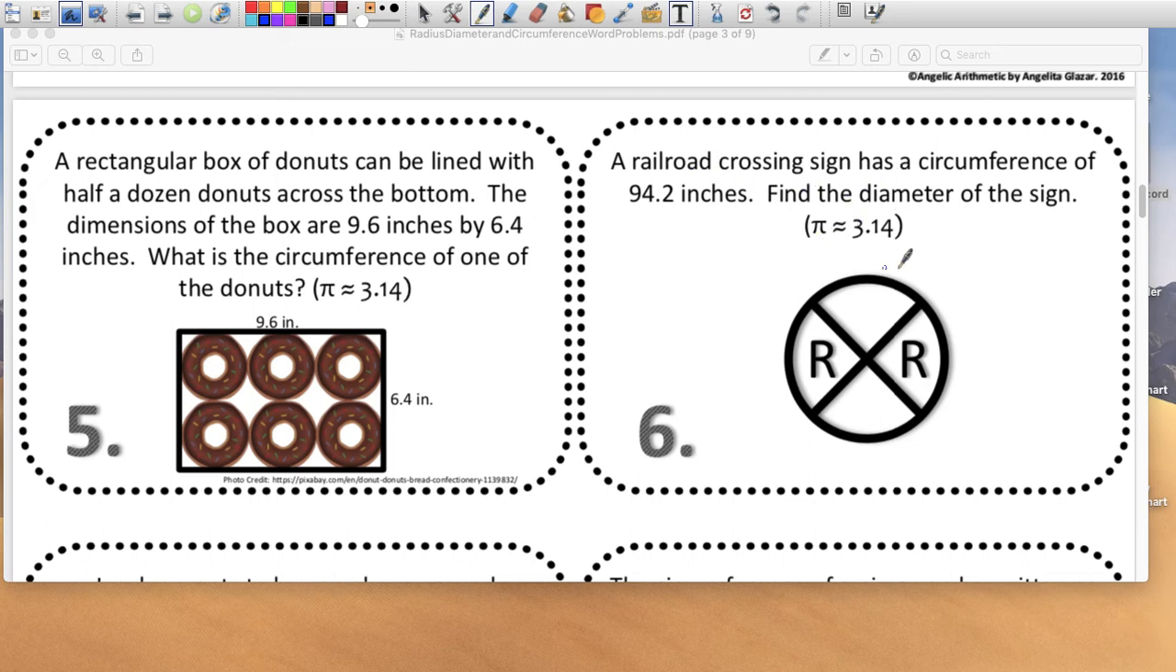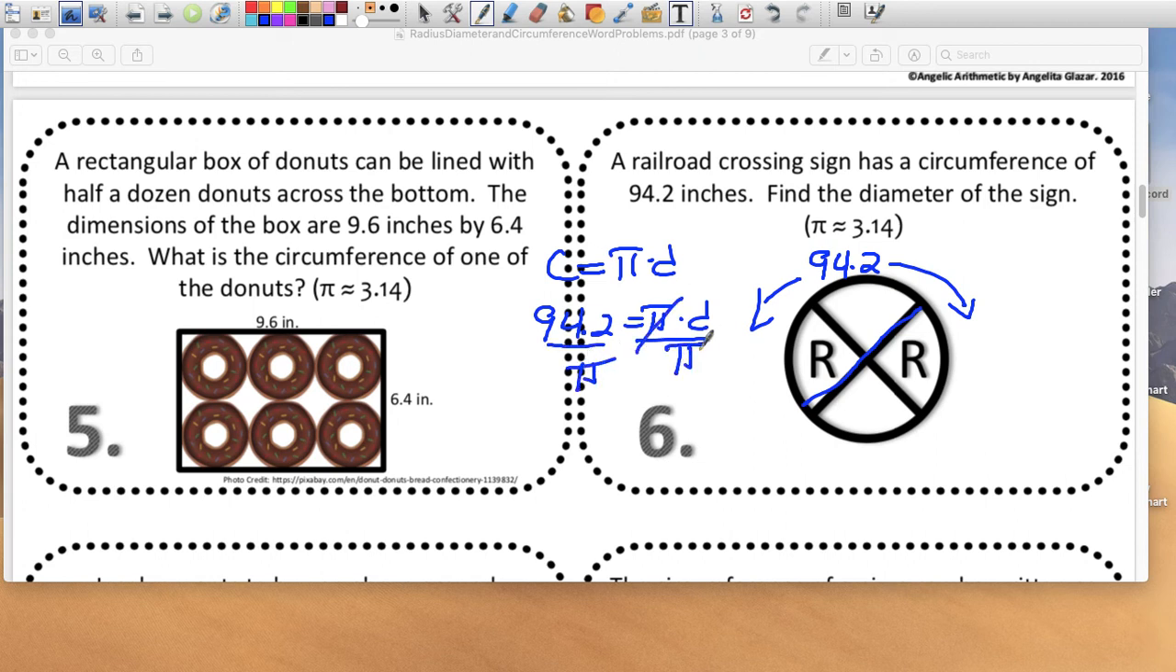Okay, a railroad sign has a circumference. To go around this sign is 94.2 inches. Let's find the diameter. So circumference equals pi times d. 94.2 equals pi times d. Divide by pi, and d equals 94.2 divided by pi, and you're going to get that the diameter is 29.98. So this right here is 29.98.